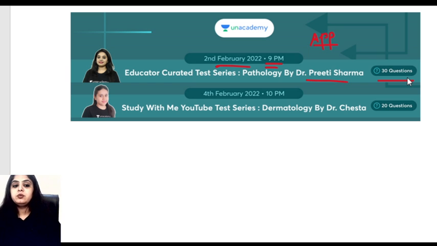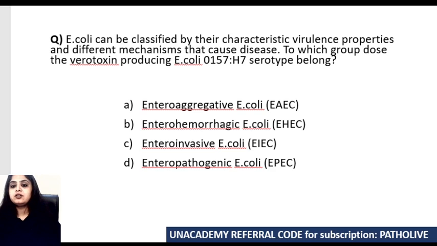So let me start with the very first question, and let's start on an easier note. So the first question is on E. coli, which can be classified by their characteristic virulence properties and mechanisms that cause the disease. To which group the virotoxin producing E. coli O157H7 serotype belongs? I think this is one of the most famous questions that come in the paper.